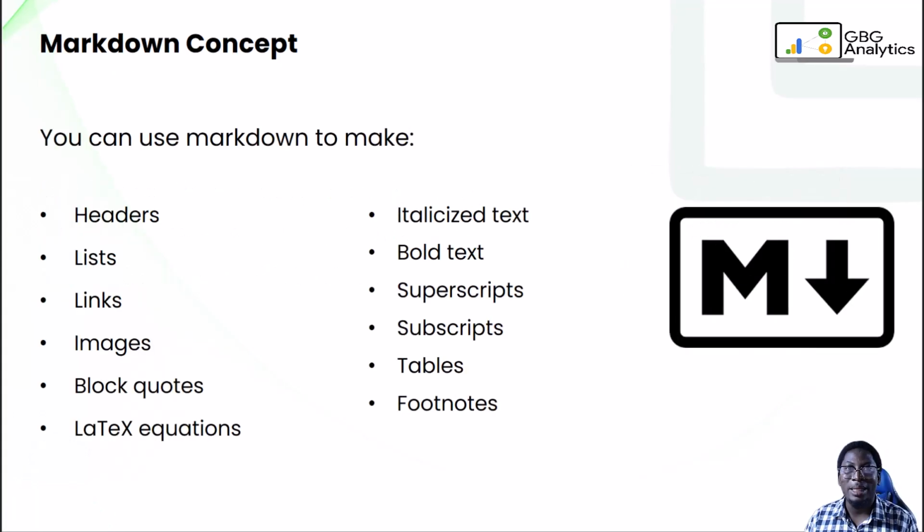You can use Markdown to make section headings, create lists, numbered or unnumbered, embed links, images, or even create code blocks. You can even use Markdown to create LaTeX equations, italicize text, or bold text. And in fact, you can use Markdown to create superscript, subscript, or construct a table or create a footnote in your document. Now let's see how to create some of these with Markdown syntax.